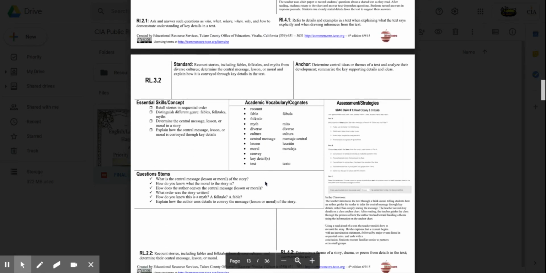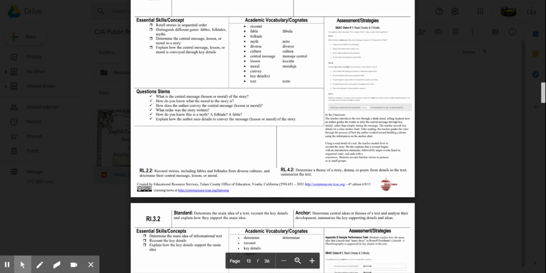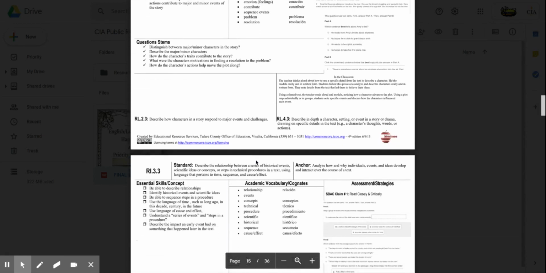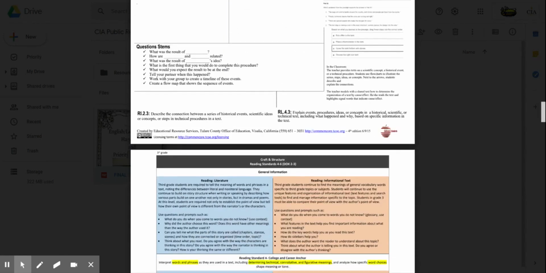Okay, so these move on. Remember, we're in key ideas and details here. So this is standards 1 through 3. Okay, so I'm going to scroll through, show you that you've got a granular look at every single standard.